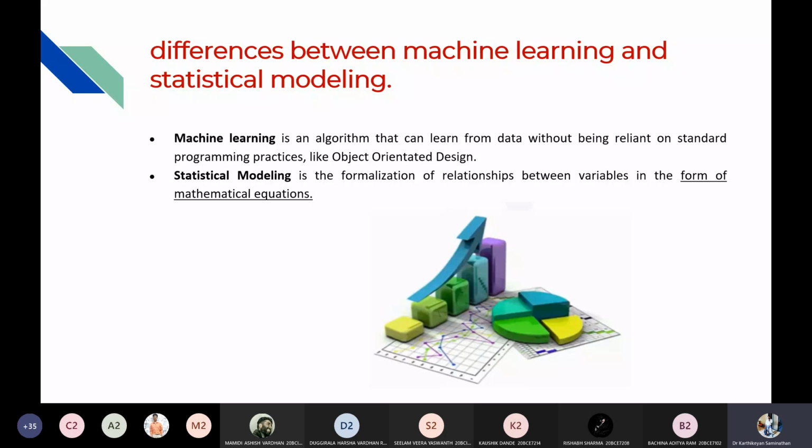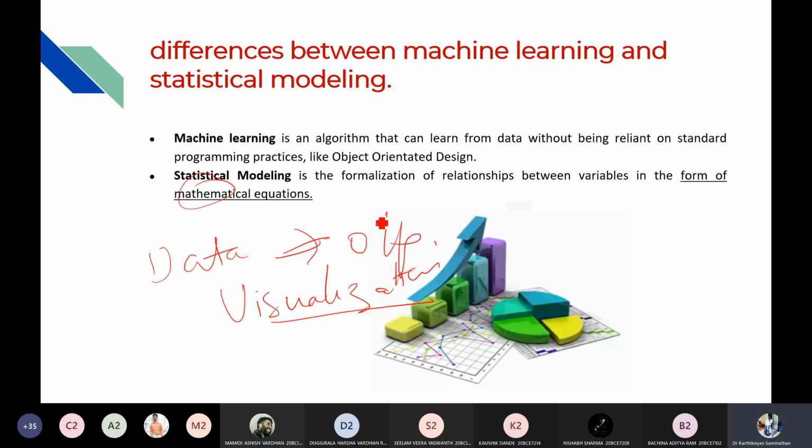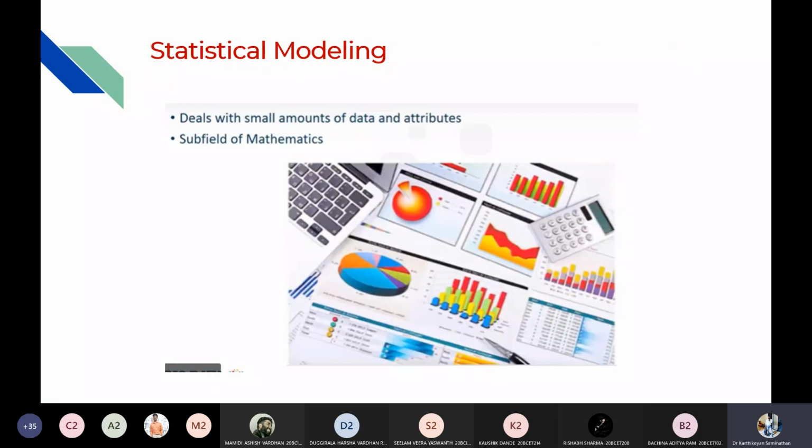There are different types of terminologies used in this ML domain: statistical modeling and machine learning. How do these two go hand in hand? Machine learning, as we know, is algorithm based. We can learn from past data, right? But statistical modeling is the relationship between the variables using mathematical equations. For statistical modeling, we use data visualization techniques, meaning we always use visualization tools to project the output. That is statistical modeling.